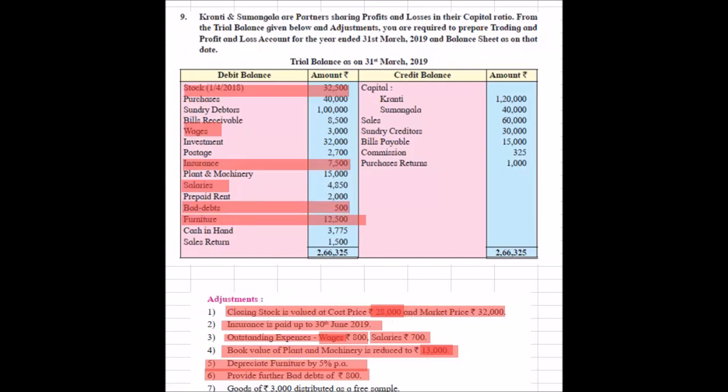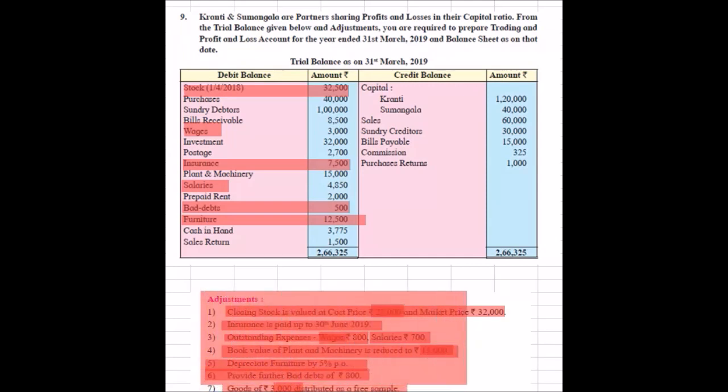Next, goods worth rupees 3,000 distributed as pre-samples. So this 3,000 is for goods distributed as pre-samples. So these are the 7 adjustments as given, and we need to calculate with the P&L account, trading account and balance sheet.